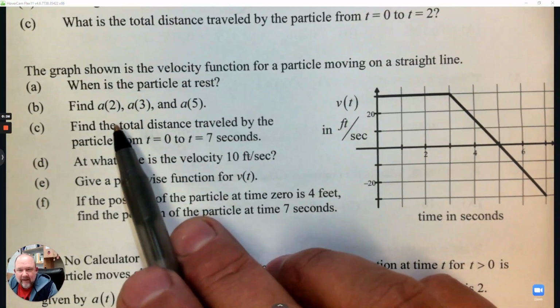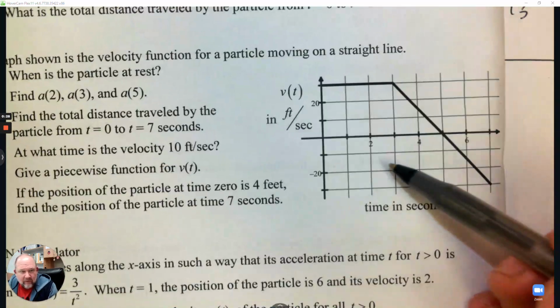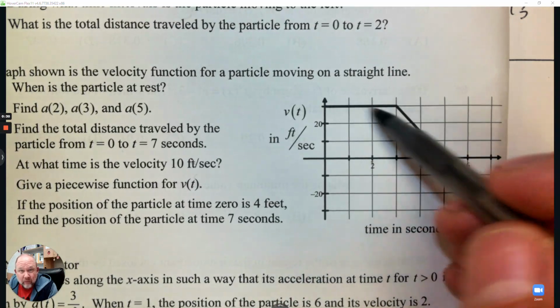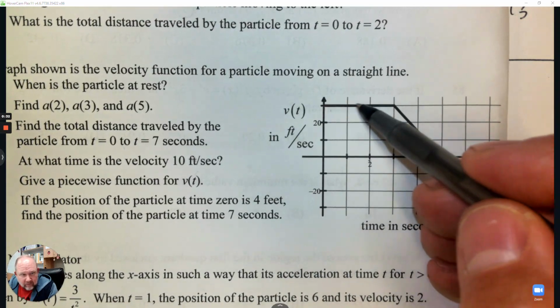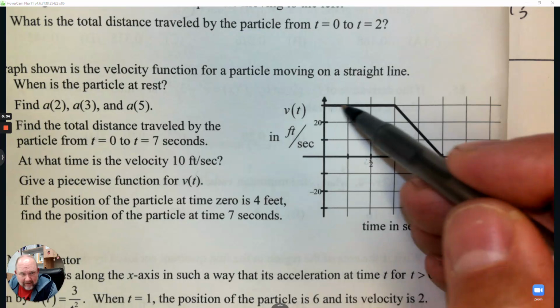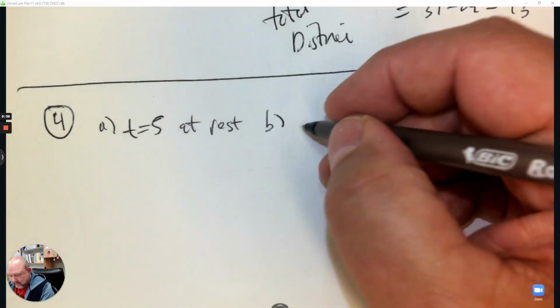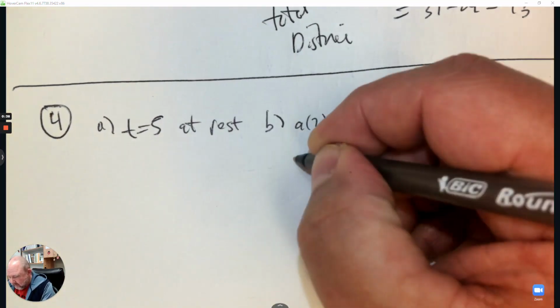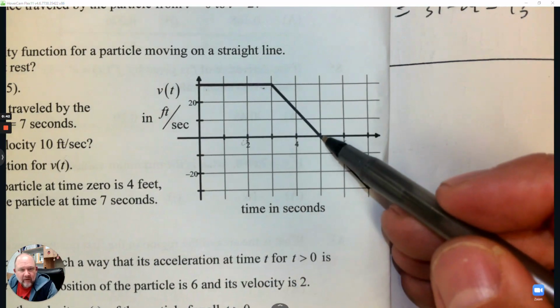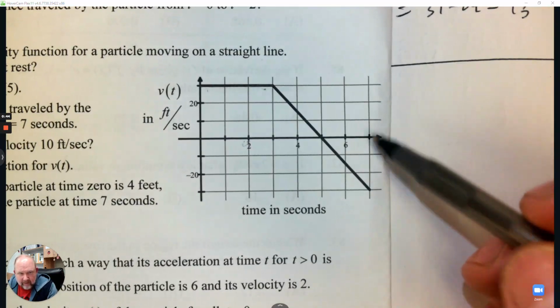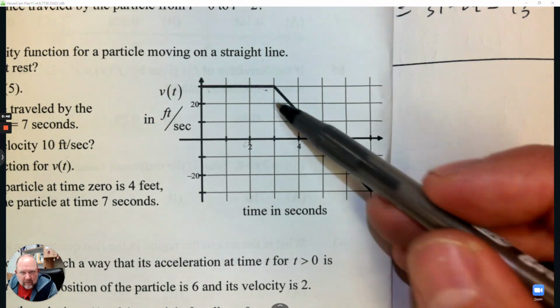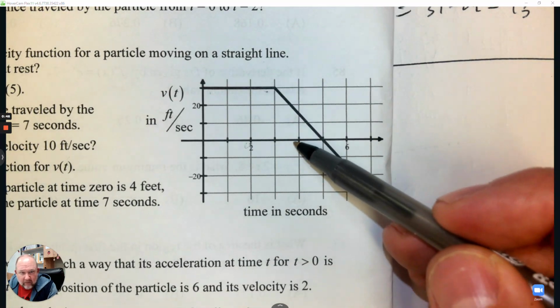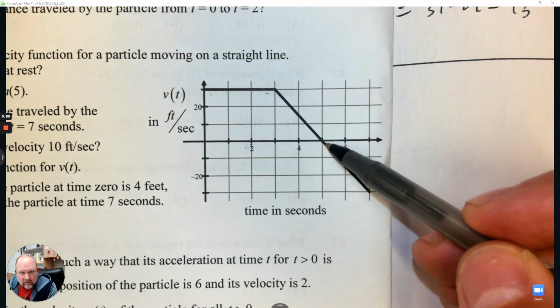Part B. Find the acceleration at 2. So here's 2. Acceleration is the derivative, the slope. So what's the slope at 2? Well, that slope is 0. It's horizontal. So a at 2 is equal to 0. For 3, here's 3. What's the slope at 3? So you go, I need 2 points here. Go down 1, 2, 3, 1, 2. So negative 3 over 2.